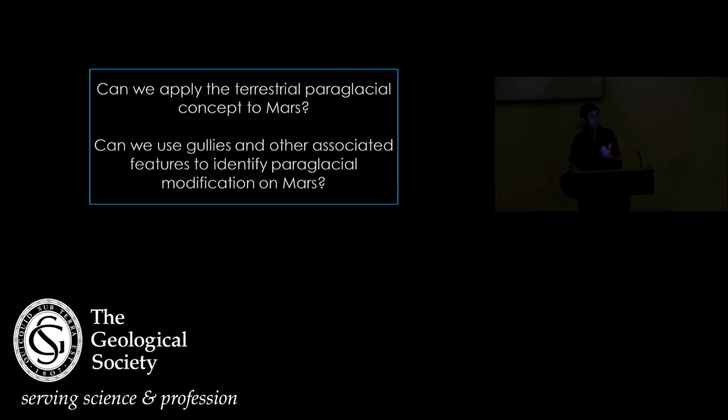So we have this periglacial concept. The question is, can we apply this concept to Mars? And specifically, can we use gullies and other associated features to identify periglacial modification on Mars? Maybe you can guess the answer to that since I'm here talking about it.